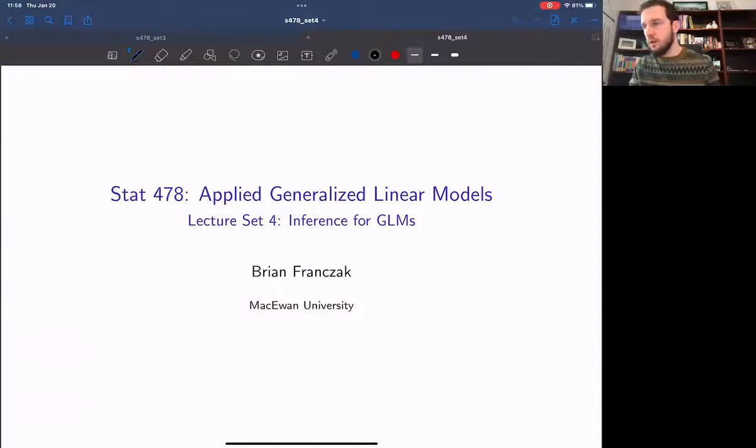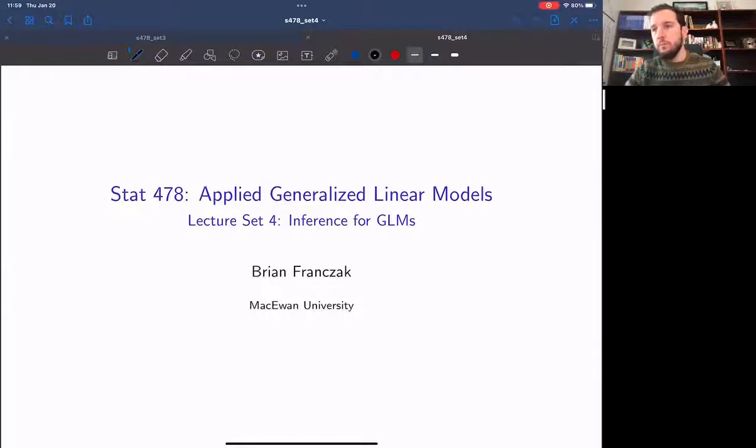Diagnostics for GLMs are not as clear cut as they are in the case of the normal linear model. One thing that kind of gets lost, I think, when you're studying regression analysis, at least in the case of the normal linear model, is that the process of residual analysis works really well when the errors are normally distributed. So comparing your estimated residuals to the quantiles of a normal distribution is a very smart thing to do because you're assuming normality.